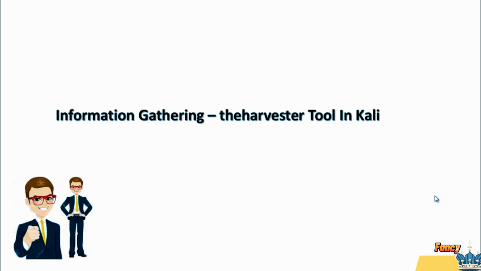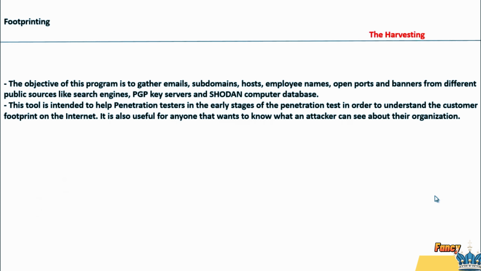Information gathering: the harvester tool in Kali. The objective of this program is to gather emails, subdomains, hosts, employee names, open ports, and banners from different public sources like search engines, PGP key servers, and the Shodan computer database.